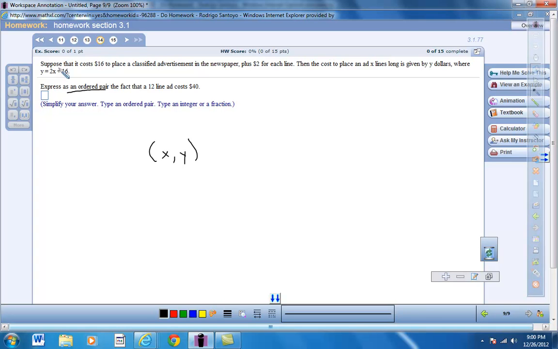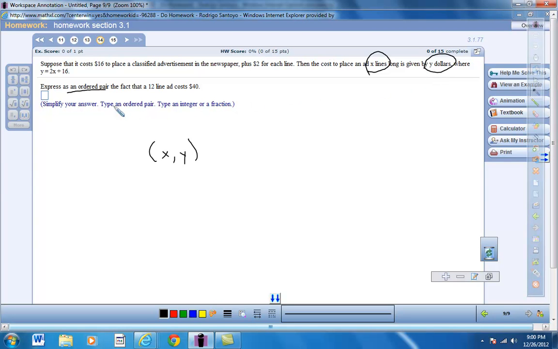So let's read this. Suppose that it costs $16 to place a classified advertisement in a newspaper, plus $2 for each line. Then the cost to place an ad x lines long is given by y dollars, where y equals 2x plus 16. Key thing here to notice is that lines are going to be represented by x. Dollars are going to be represented by y.